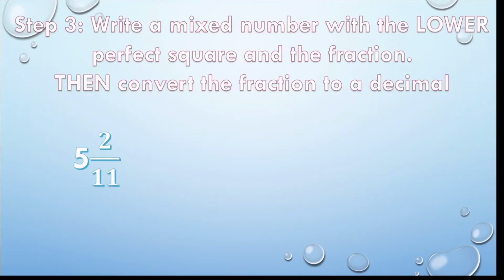So what we're going to go do is we're going to write a mixed number. I'm going to put the lower perfect square and the fraction. Why the lower perfect square? Well, we said that the number has to be between 5 and 6, meaning it's bigger than 5, but less than 6. So I can't put a 6 in front because that right there is bigger than 6.